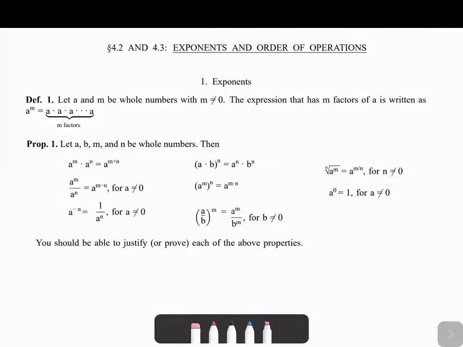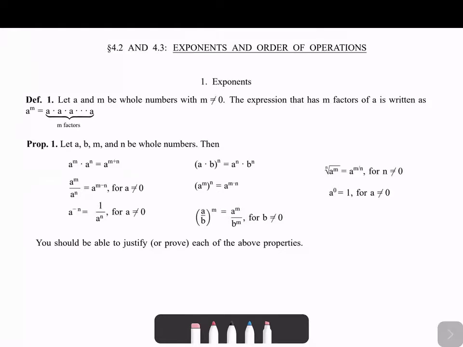Hi everyone, this is the first video for section 4.2 and 4.3. So we're going to combine these sections. We're not going to talk too much about exponents from section 4.2, but definitely read over it. Make sure that you remember all of these properties and can use them. This is something that you should have learned in high school algebra or college algebra 1320, so we're not going to spend too much time on it.